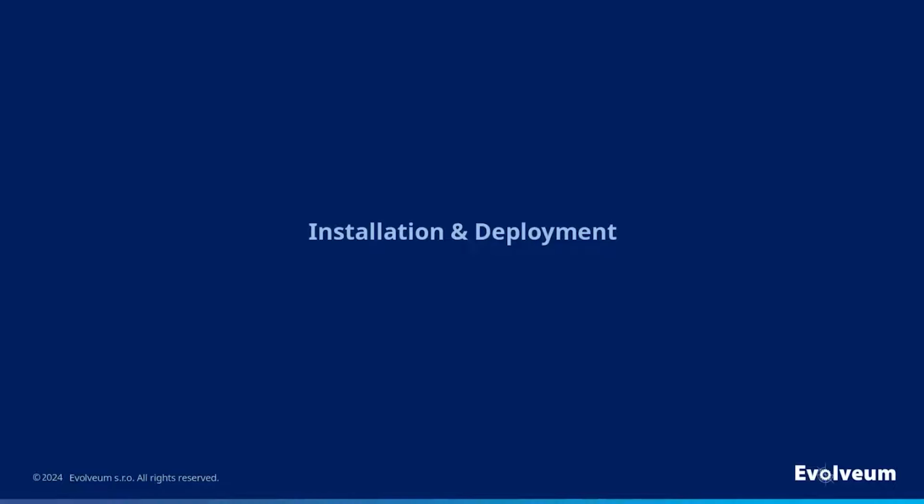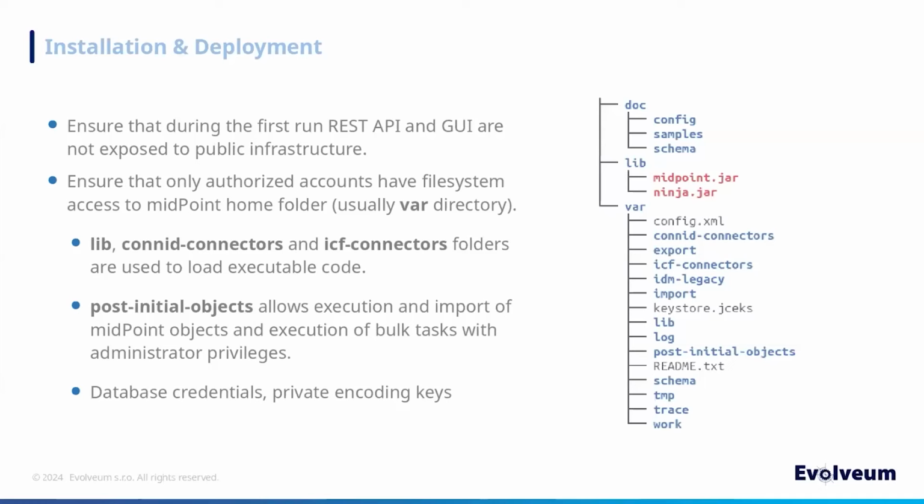Let's start from the beginning. Installation. This guide doesn't depend if your deployment is done via Docker or installation as a Linux service. And you should take these things into the consideration. During the first installation of your MidPoint, even just for the testing purposes, you should make sure that you are not exporting any HTTP ports to the public infrastructure. You should make sure that only authorized administrators and MidPoint have file system access to the MidPoint home directory. This is usually the var directory. Having read-write access by other users could pose a huge security risk for you.